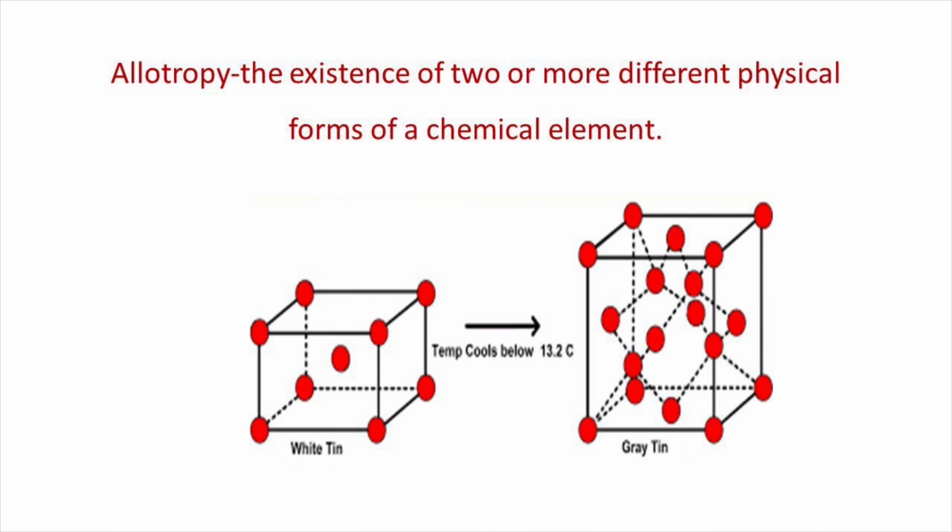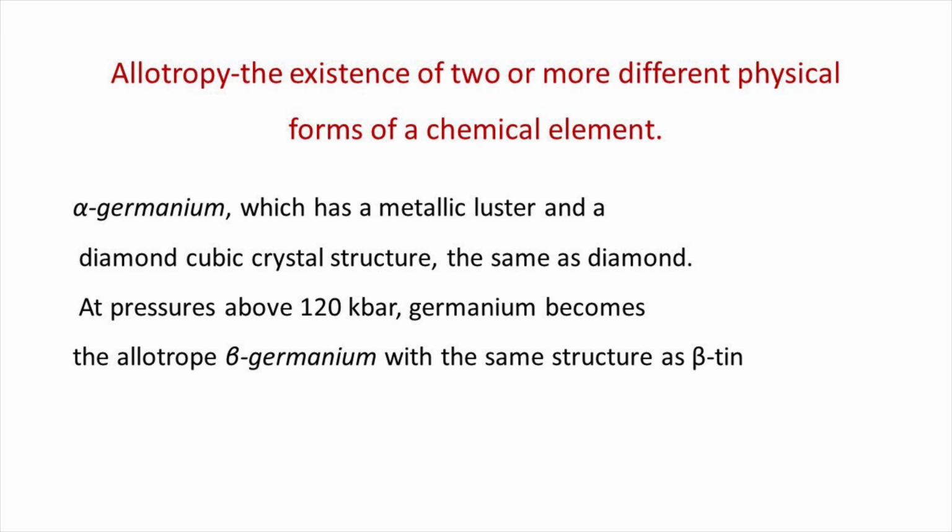Tin exists in two allotropic forms at room temperature and pressure: alpha tin or grey tin, and beta tin or white tin. Alpha tin is the stable form below 13.2 degrees Celsius, while beta tin is the stable form at ordinary temperature. Under normal conditions, germanium has only one crystalline form called alpha germanium, which has a metallic luster and a diamond cubic crystal structure, the same as diamond. At pressure above 120 kilobar, germanium becomes the allotrope beta germanium with the same structure as beta tin.